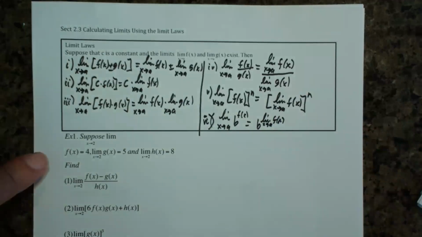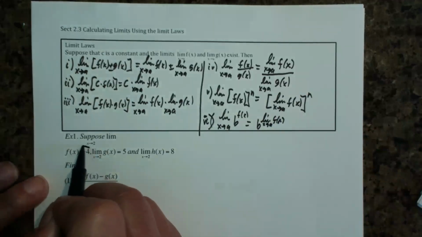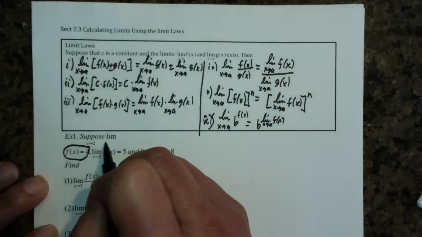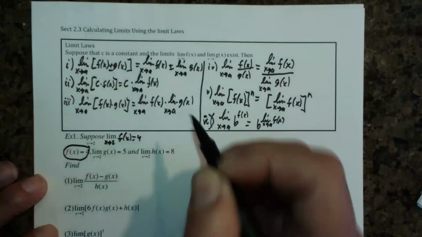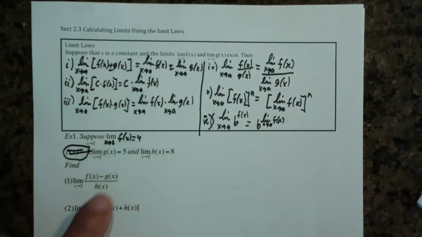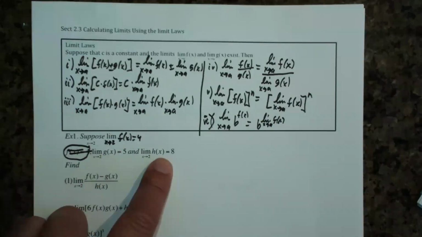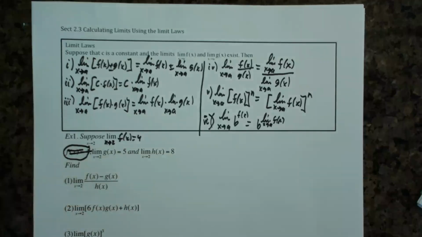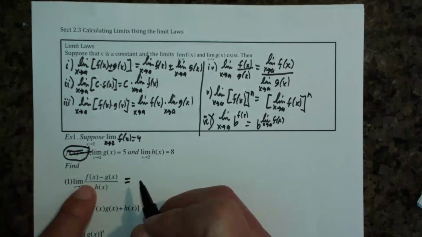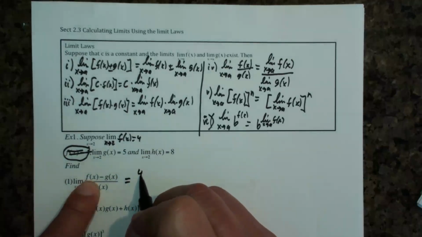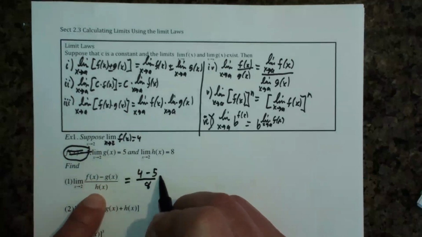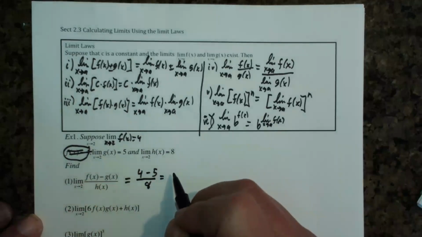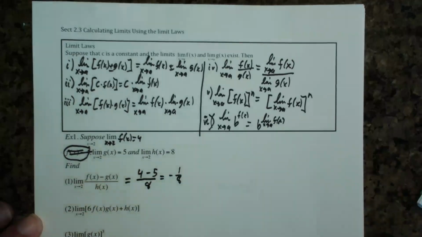Let's practice this a little bit with our example. I have a weird typo. All of that should be here. So we'll just ignore that and rewrite it here. So the limit as x approaches 2 of f of x equals 4, of g of x is 5, and of h of x is 8. And using our rules, we can break this up and just replace the f of x with a 4, the g of x with the 5, the h of x with the 8. And very nicely, that gives us a negative 1/8. So we do have a limit for that.